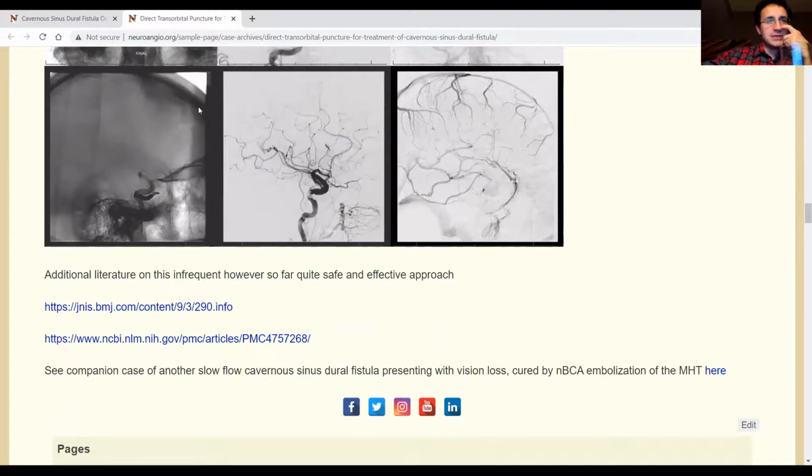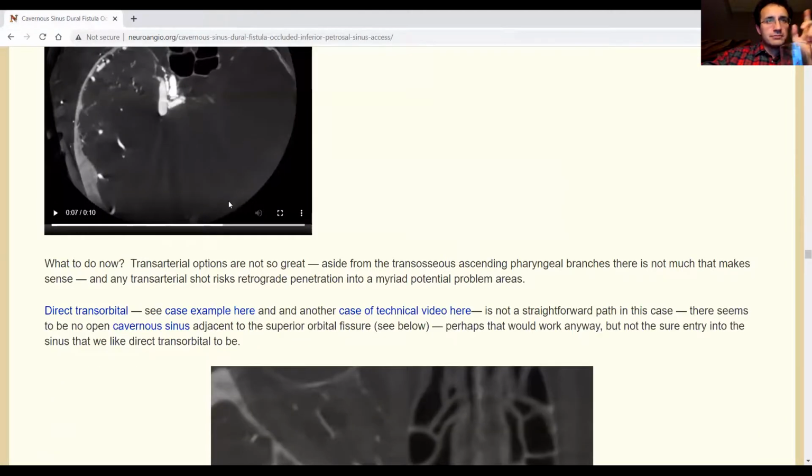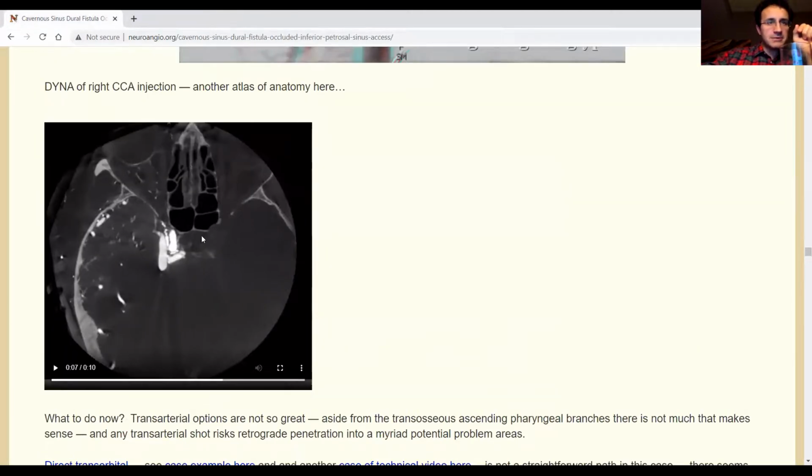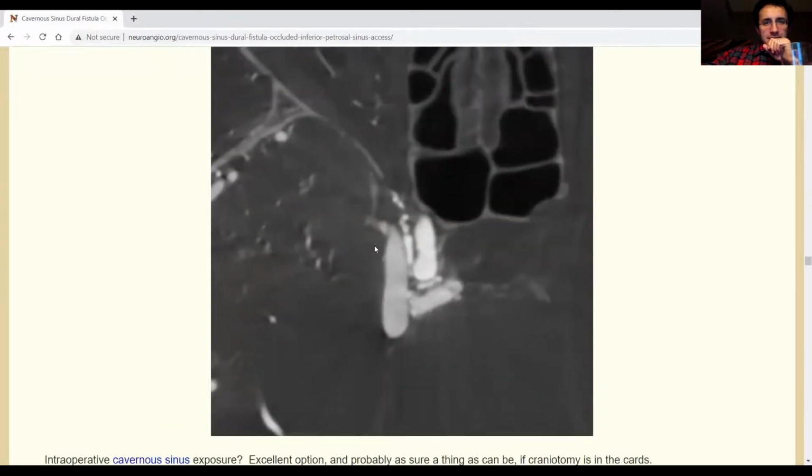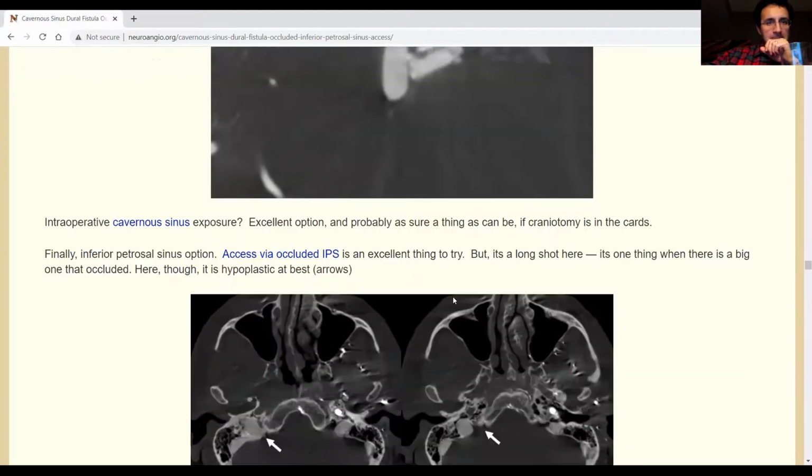We have a couple of other pages, and this is our video here. Now, the problem with this approach is that we don't see a connection between here and the superior orbital fissure over here. So in this particular case, it just didn't seem very promising. You'd have to continue sticking this needle back here, and it wasn't really clear how that would go. So we figured, I don't know about that. Now, that's the magnified view showing the same thing.